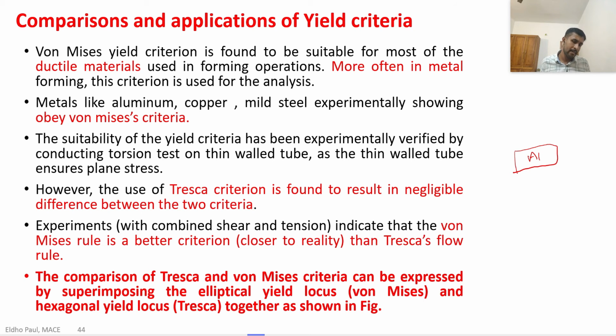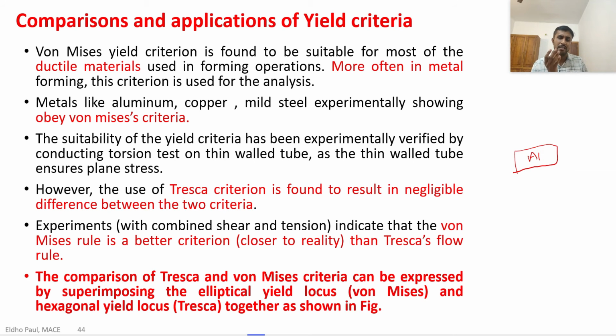For that, scientists conducted different experiments, and based on the experiments, they concluded that for ductile materials like aluminum, copper, etc., the Von Mises criteria is more suitable. That is calculated using the plane stress condition with a thin-walled tube. However, using the Tresca criteria, the results show a negligible difference between the two criteria.